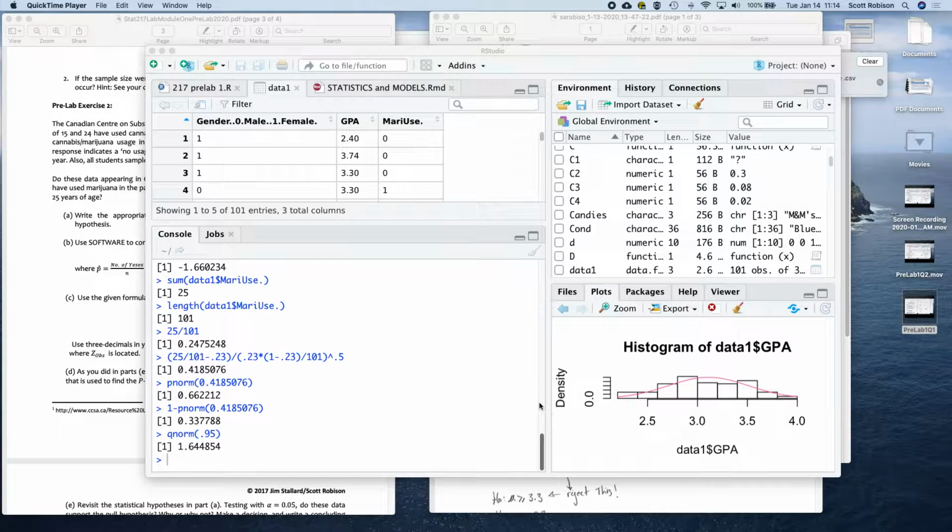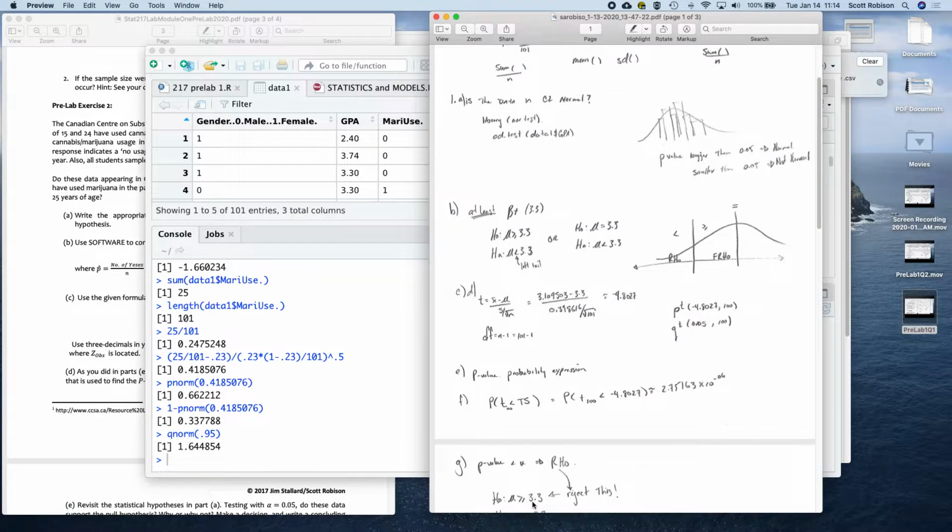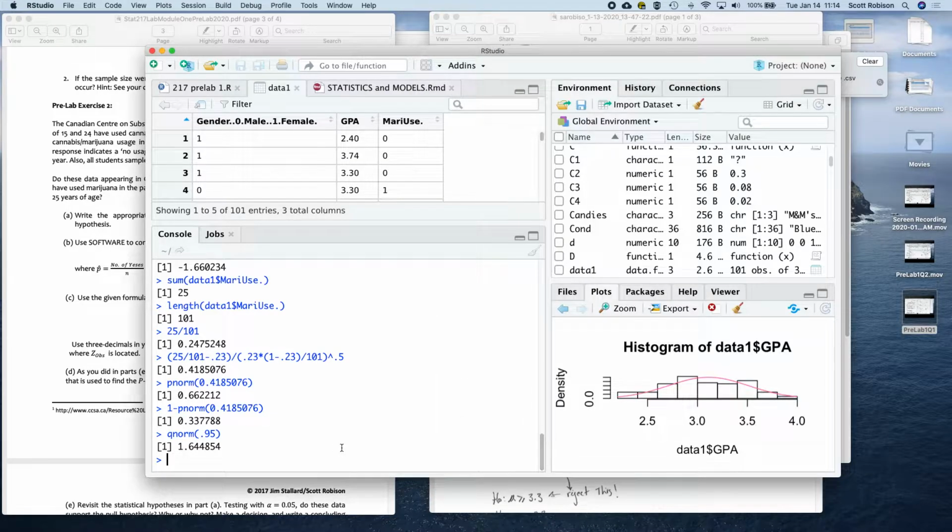Okay, sorry. There's one other thing that I forgot to show you for pre-lab question one. Again, remember what we're trying to do here in pre-lab question one. We're trying to find if mu is greater than or equal to 3.3, or a B plus, which means the alternative was mu is less than 3.3. So we did this sort of by hand.